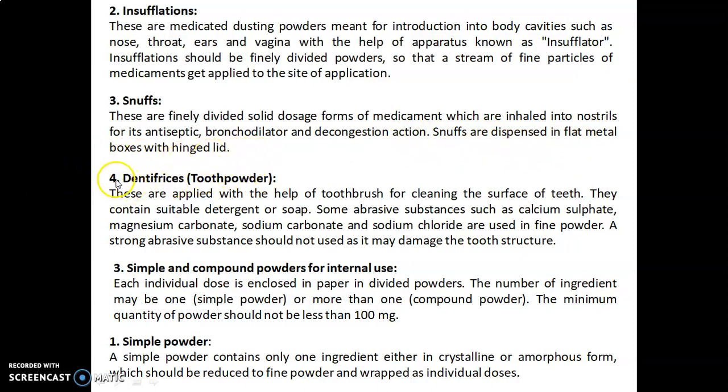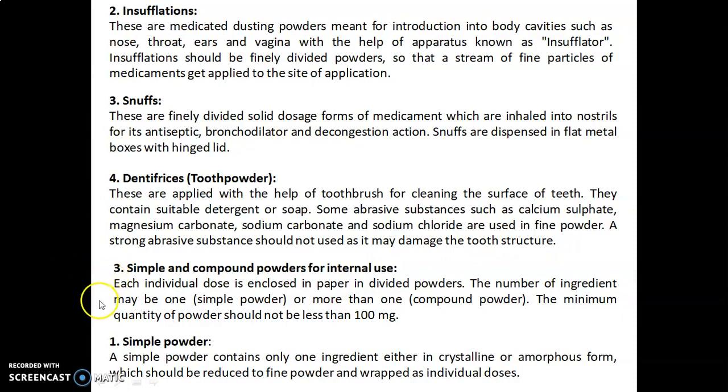Then next, the fourth class, that is dentifrices, which are tooth powders. These are applied with the help of a toothbrush for cleaning the surface of the teeth. They contain a suitable detergent or soap. Some abrasive substances such as calcium sulfate, magnesium carbonate and sodium chloride are used in fine powder. A strong abrasive substance should not be used as it may damage the tooth structure.